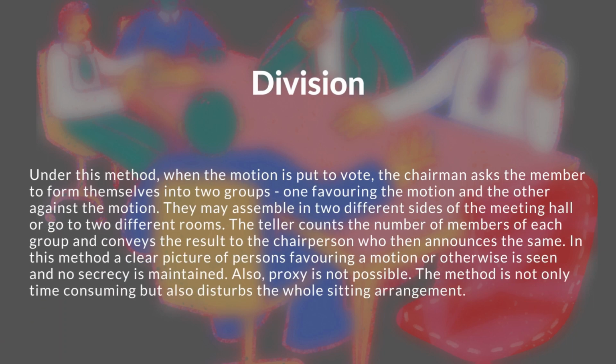Then there's, of course, division. Under this method, when the motion is put to vote, then the chairperson asks the members to form themselves into two groups, one favoring the motion and the other against the motion. So they may assemble in two different sides of the meeting hall or go to two different rooms. And again, proxy is not possible. But this method is very time consuming and disturbs the sitting arrangement.